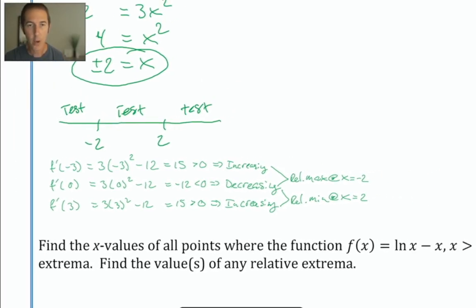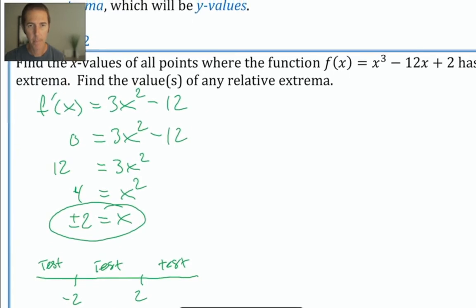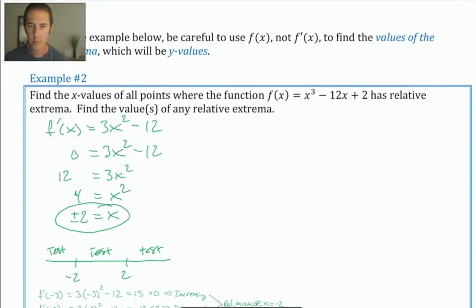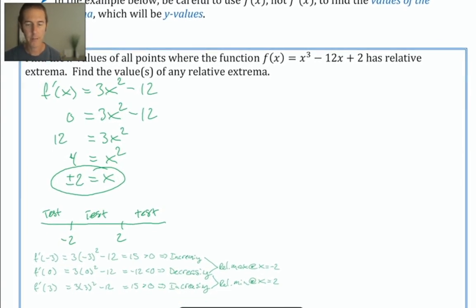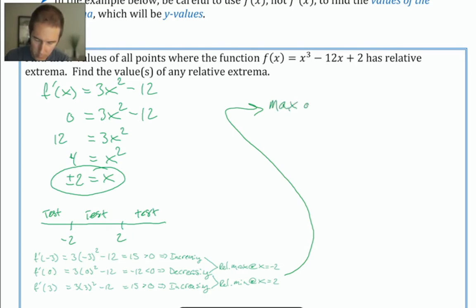Let's check in on the question again. Let's zoom out. Find the x values of all points where the function has relative extrema. We have done that, -2 and +2. And now we're going to come up here and find the values of those relative extrema. So I have a relative max that happens when x equals -2. How do I find the actual relative max?